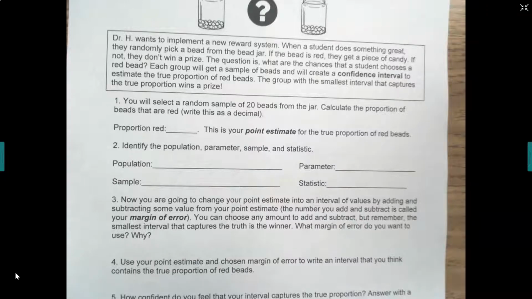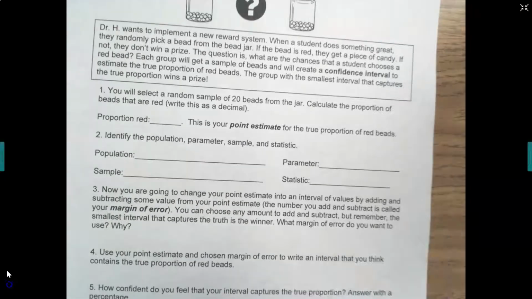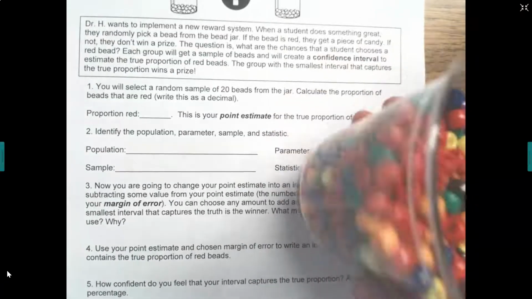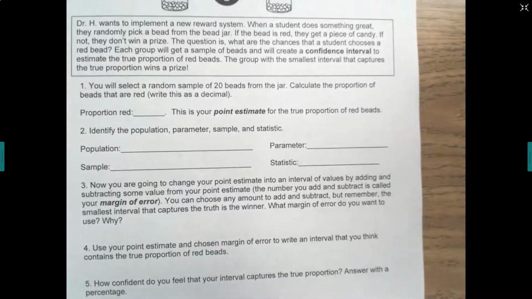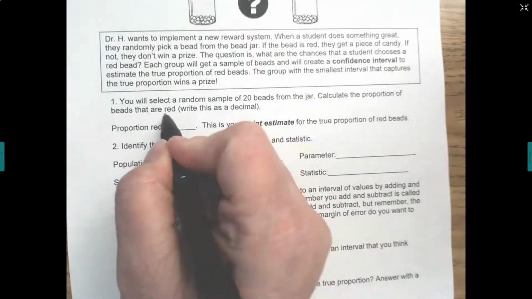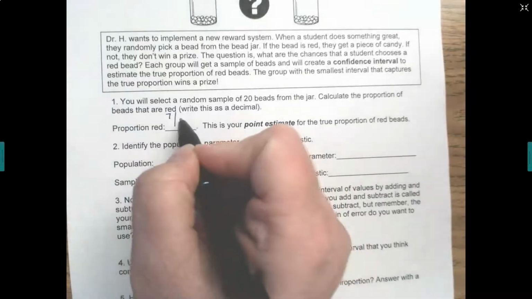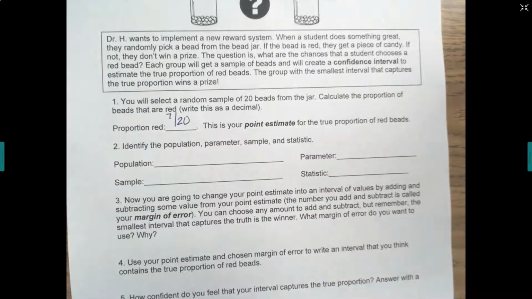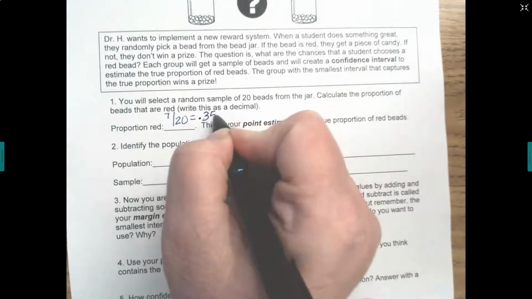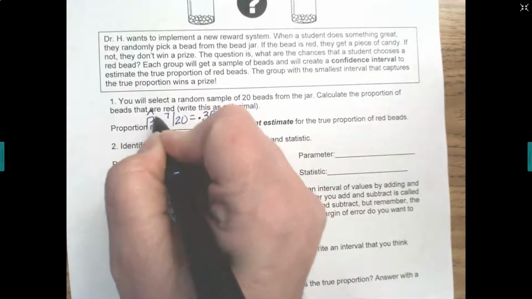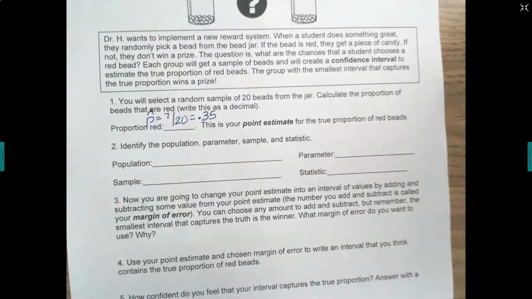All right, so I took a sample of beads for us. And so I had this cup of beads, and remember, red is what we're looking for. And I had taken a sample of 20. And when I got that, I got 7 red beads out of the 20 that I pulled out. So when we reduce that, it's going to be a probability of 0.35. Remember, that's going to be your p-hat because it's from a sample. That's our point estimate. Okay, that's what we're estimating the true proportion of red beads to be.